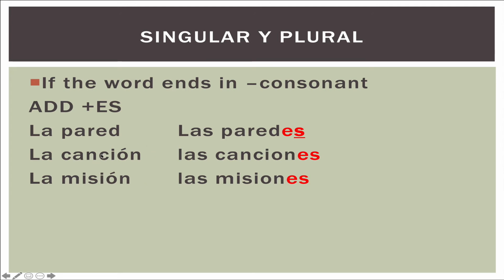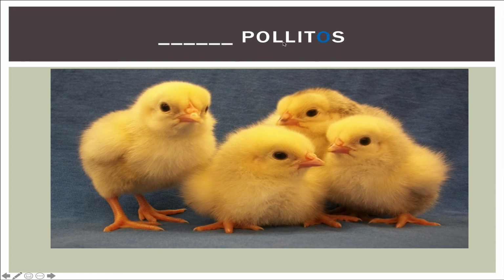Only the words that end in ón, with an accent, lose the accent when they're plural. El color, los colores. So you notice everything that ends in a consonant, you add es. If it ends in a vowel, a, e, i, o, u, you add an s. So let's practice a little bit.